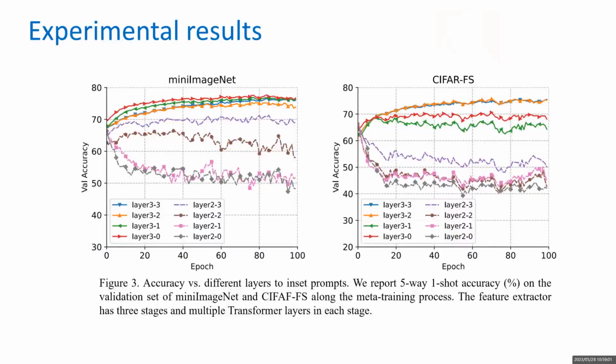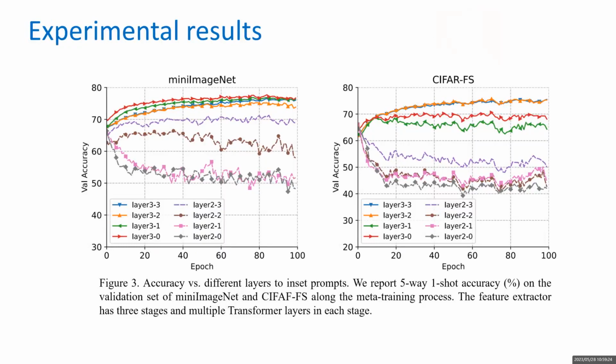In Figure 3, we investigate how the selection of layers to insert prompts influences the performance, where different curves represent different layers to insert prompts. On these 2 datasets, we can see that inserting semantic prompts to higher transformer layers usually improves the performance, while inserting semantic prompts to lower layers leads to performance drop.